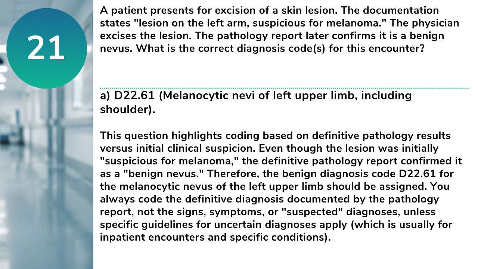Answer: A. D22.61, melanocytic nevi of left upper limb, including shoulder. This question highlights coding based on definitive pathology results versus initial clinical suspicion. Even though the lesion was initially suspicious for melanoma, the definitive pathology report confirmed it as a benign nevus. Therefore, the benign diagnosis code D22.61 for the melanocytic nevus of the left upper limb should be assigned.